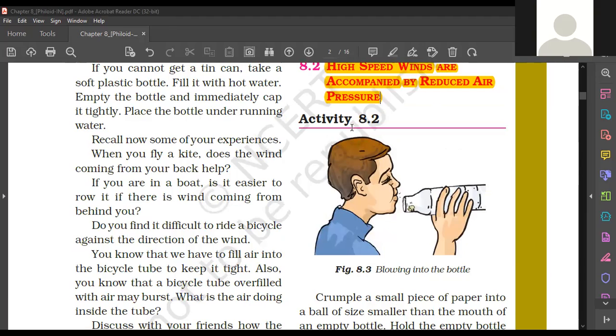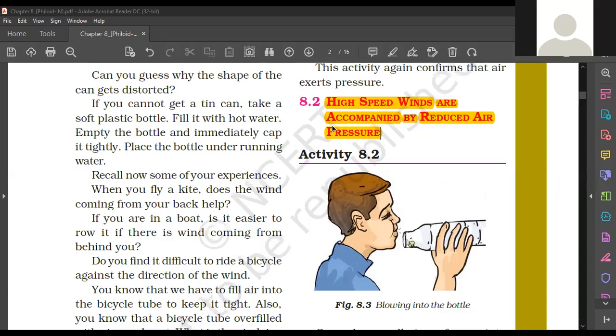Okay. So you just do activity 8.2. This is one of the homework activities for you. Take an empty water bottle and a piece of paper, make it into a ball shape, put the paper in the water bottle and blow air into the bottle. You can observe how the piece of paper moves in the bottle. Tell me the results in the next class. Okay, sir. So always remember that high speed winds are accompanied by reduced air pressure. To explain this point, you are doing this activity.